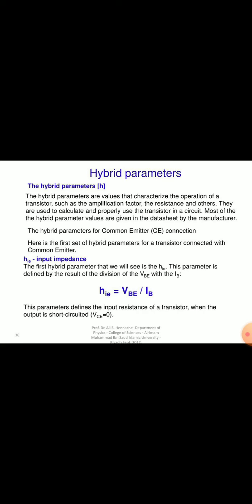So we need to analyze the amplifier circuit and calculate the input impedance, output admittance, current gain and voltage gain. So we need to replace the transistor circuit with the H parameters. Okay.